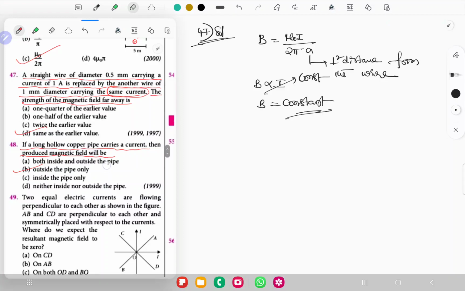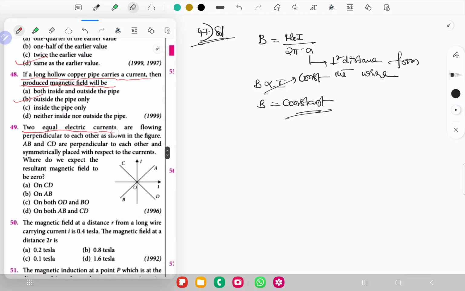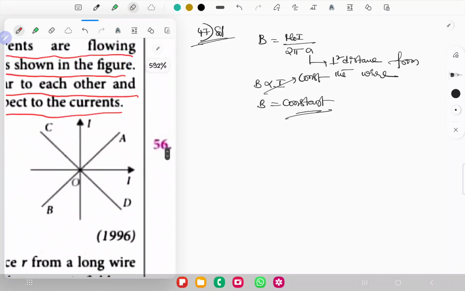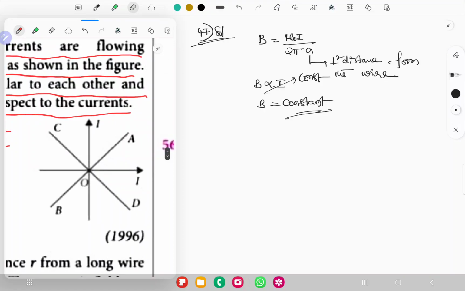Let's solve the next one. Two equal electric currents are flowing perpendicular to each other as shown in the figure. AB and CD are perpendicular to each other and symmetrically placed with respect to the currents. Where do we expect the resultant magnetic field to be 0? Okay. Super. Just use the direction of magnetic field, that is the right hand thumb rule. Thumb indicates direction of current, curled fingers indicate direction of magnetic field.